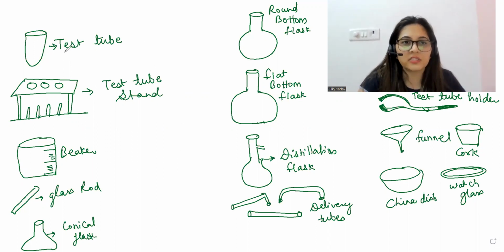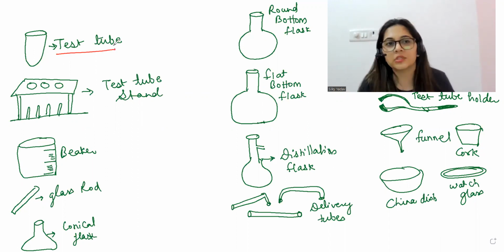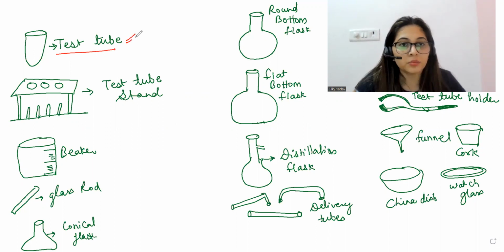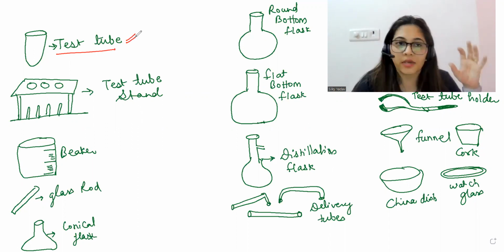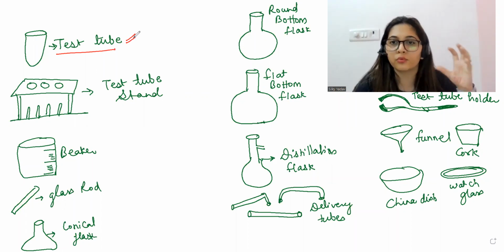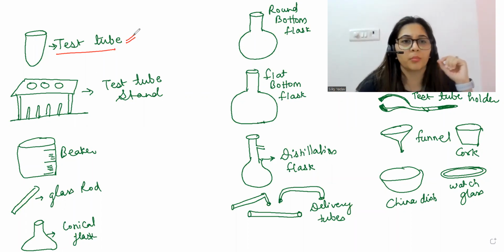If we first start with a test tube, you know that in chemistry the test tube is very, very important because we use it a lot. A test tube is used to place a solution to do any chemical reaction, right? So we use a test tube for putting our solution which we have prepared.